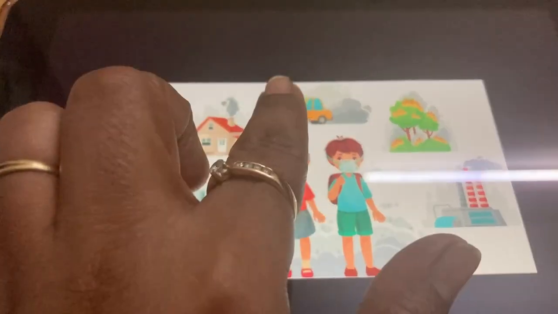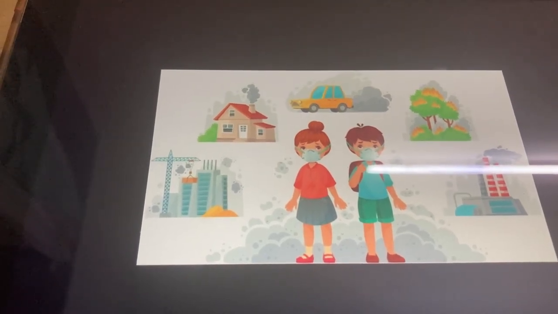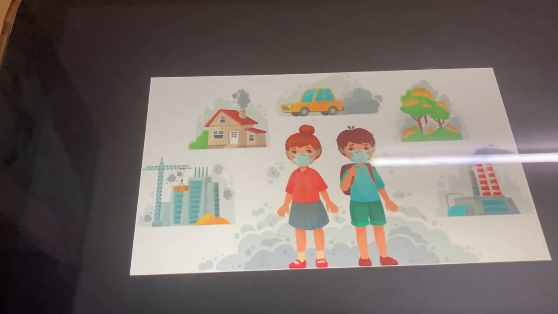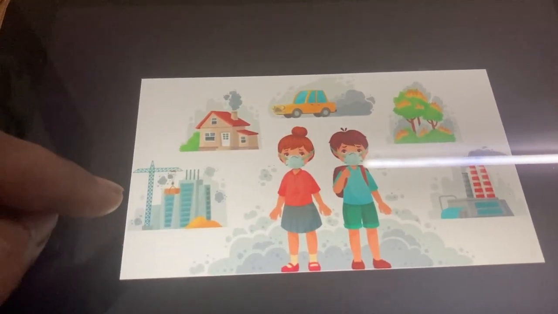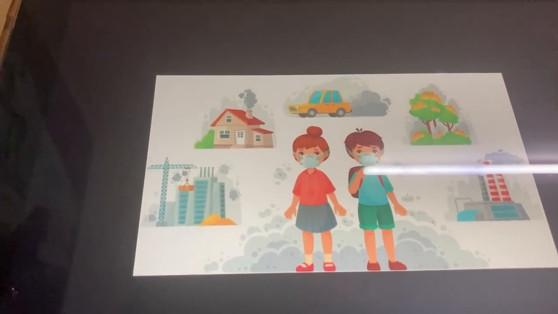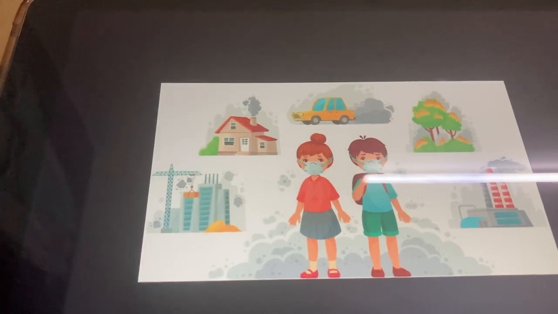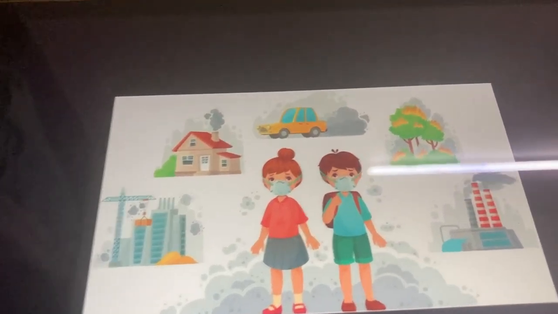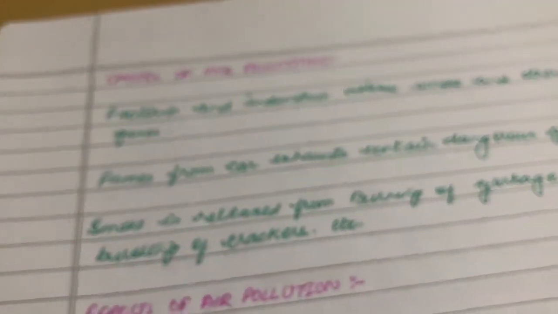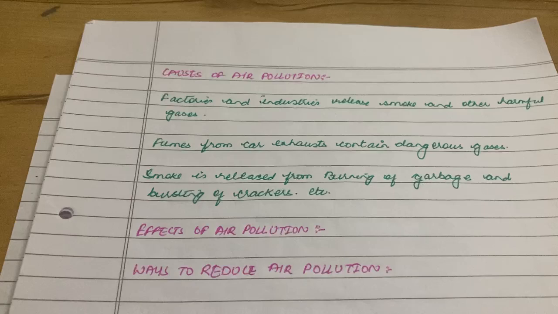Fumes of cars. The fumes of car exhaust contain dangerous gases. Then burning of agricultural waste, cooking or heating contributes to air pollution. And at construction sites, when construction is underway, there is a lot of loose soil on the field. This all gets eroded in the form of dust, which gets mixed in the air and is harmful for us. The same I have written in a very short form.